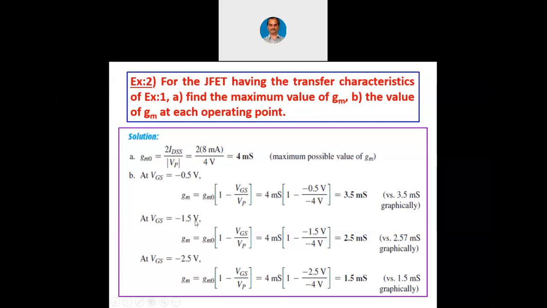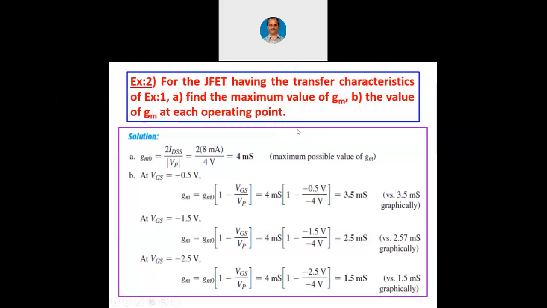At VGS equals minus 1.5 volts, GM equals GM0 into 1 minus, again minus 1.5 by minus 4, that is 2.5 millisiemens. Graphically we had got 2.57 millisiemens there, because the y and x values cannot be taken to 2 decimal points in a graphical reading. There can be only 1 decimal point. That is why we got around 2.57 millisiemens there. This 2.5 millisiemens itself is the accurate value. Now lastly, at VGS equals minus 2.5 volts, GM equals GM0 into 1 minus VGS by Vp. Substituting minus 2.5 volts, we get GM equals 1.5 millisiemens. In graphical form also we got the same answer.